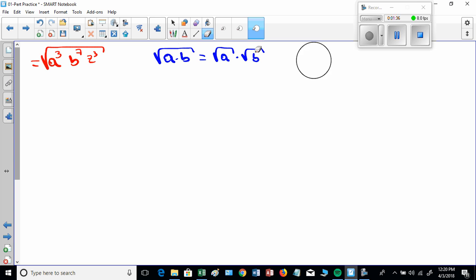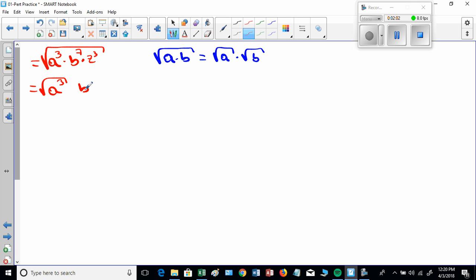But in this case, we are multiplying, so we can apply this property right here, and we're going to apply it with three different terms. The square root of a to the third times b to the 7 times z to the third power, we can separate into three different expressions: the square root of a to the third, times the square root of b to the 7th, times the square root of z to the third power. Now that we have all this separated, we're going to work with each individually.